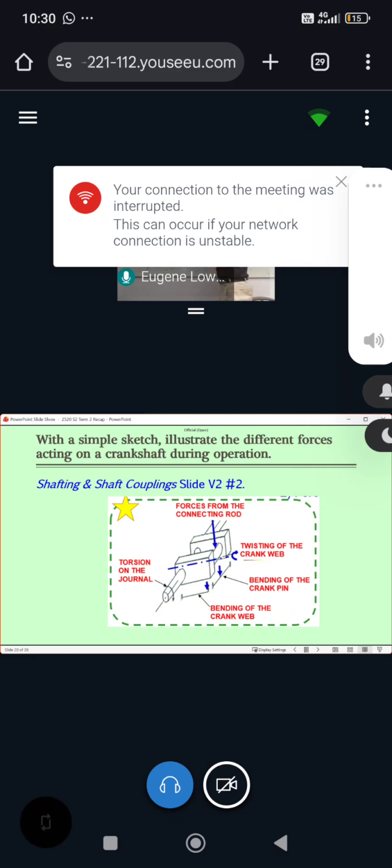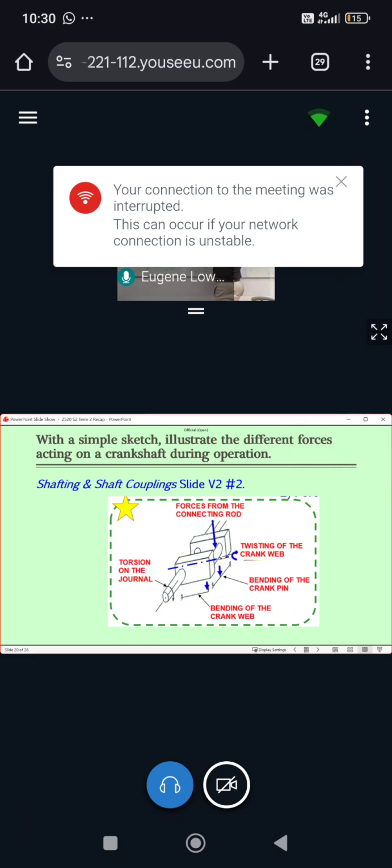Then I also have this, because of this cantilever effect here, the force coming down here, so I have a bending of the crank web also. So how do I do bending of the crank? I just put an arrow here, right? We'll draw a line here and put an arrow here. Okay. So here, this is bending of the crank web.